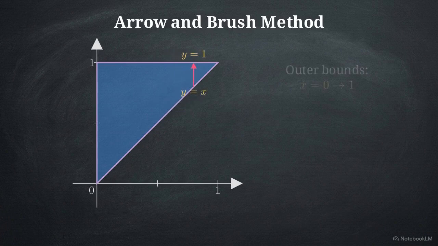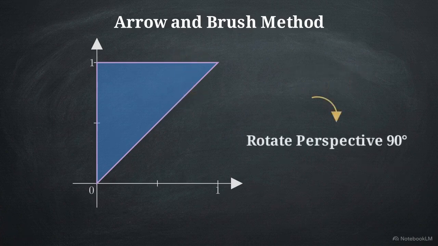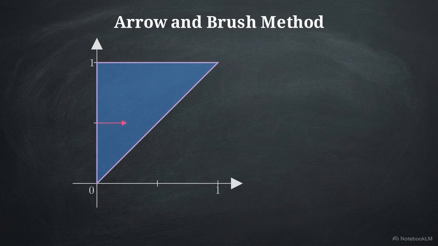To change our order of integration to dx dy, we have to rotate our entire perspective 90 degrees. We execute the pivot by shooting a new arrow horizontally, moving from left to right. This gives us our new inner bounds. The horizontal arrow always enters the shape at x equals 0, and it always exits by hitting the diagonal line, x equals y.